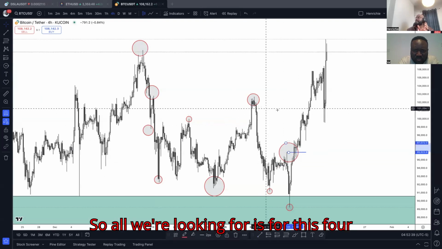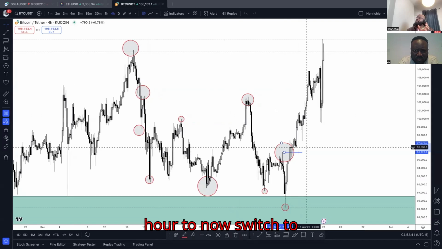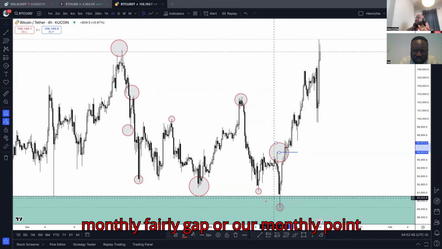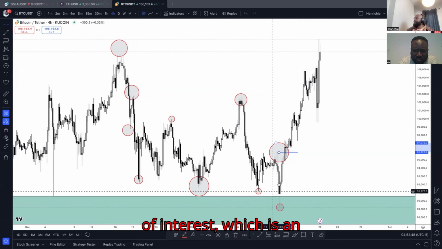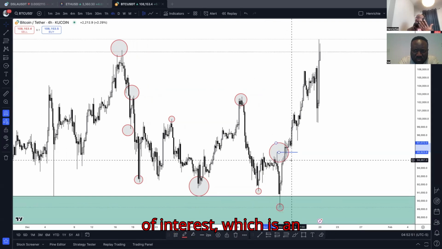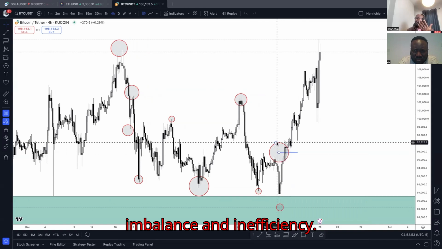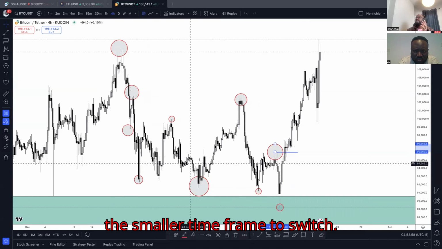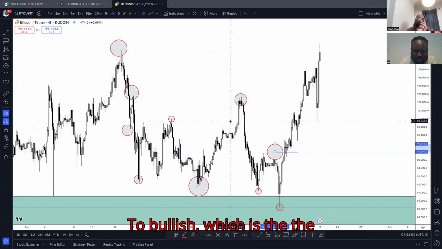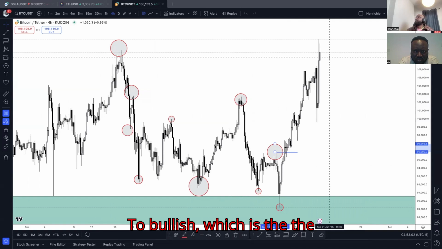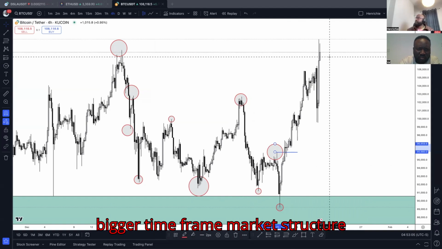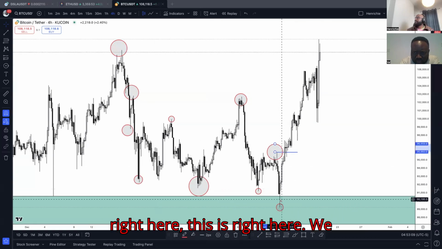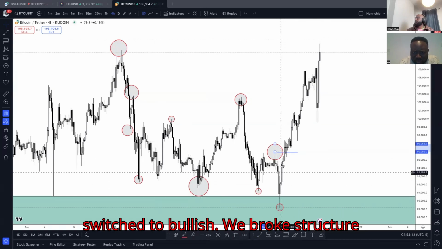So all we're looking for is for this 4 hour to now switch to bullish after tapping our monthly fair value gap or our monthly point of interest, which is an imbalance, an inefficiency. So we just want the market structure on the smaller time frame to switch to bullish, which is the bigger time frame market structure. And the moment it switches to bullish, right here, we broke structure right here.